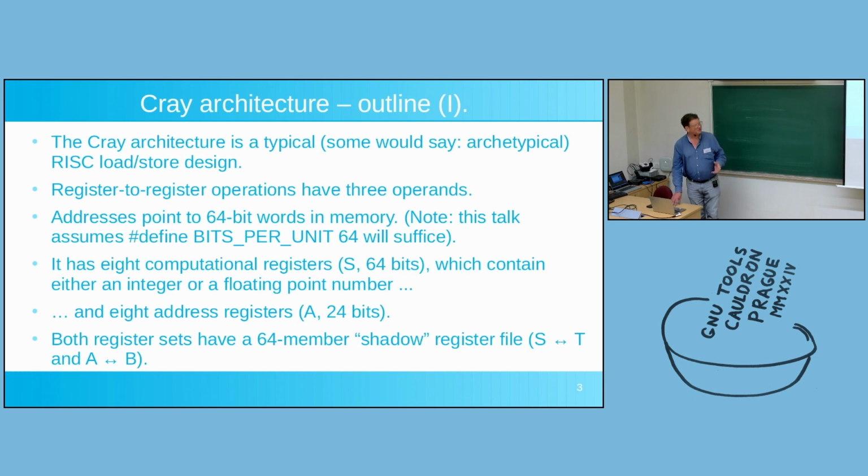Both register sets have a 64-member shadow register file. So you have 64 T registers where you can store an S register and 64 B registers where you can store an A register. This will be a question further down the road for the register allocator.